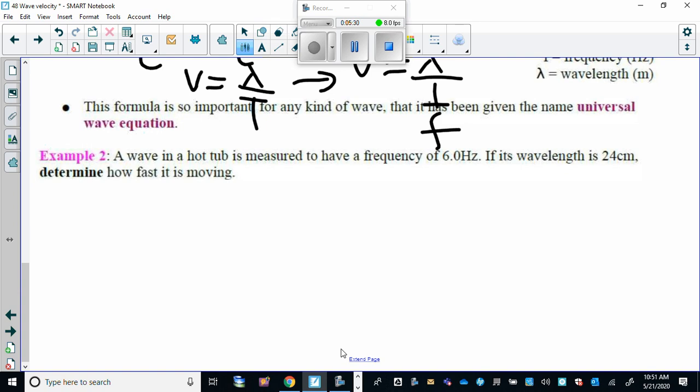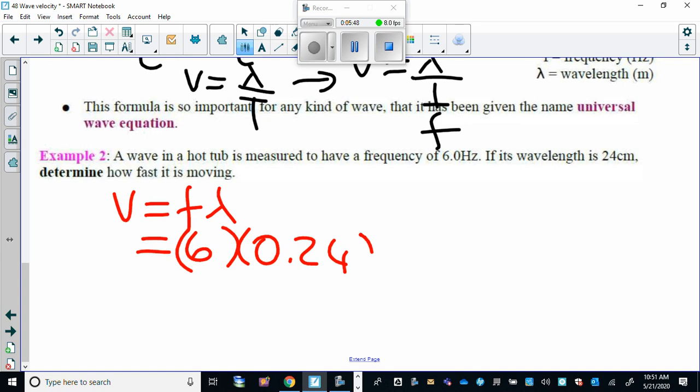A wave in a hot tub is measured to have a frequency of 6 hertz, so 6 cycles per second. If its wavelength is 24 centimeters, determine how fast it's moving. With the universal wave equation, that's a really easy question because you have the frequency, you have the wavelength, multiply those two numbers, and you get 1.4 meters per second.